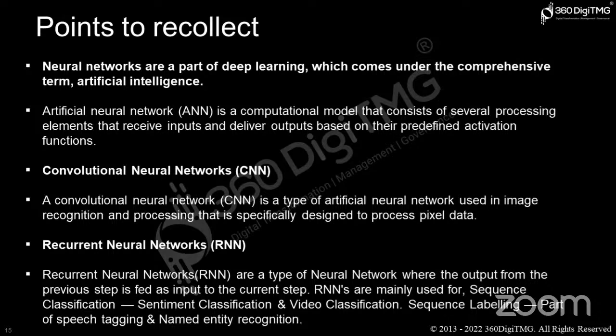An artificial neural network is a computational model that consists of several processing elements that receive inputs and deliver outputs based on their predefined activation functions. We have two other neural network algorithms. Convolutional neural networks are used for image classification and image recognition. Recurrent neural networks have applications such as video classification and sentiment classification, and we use them for speech tagging and named entity recognition also.